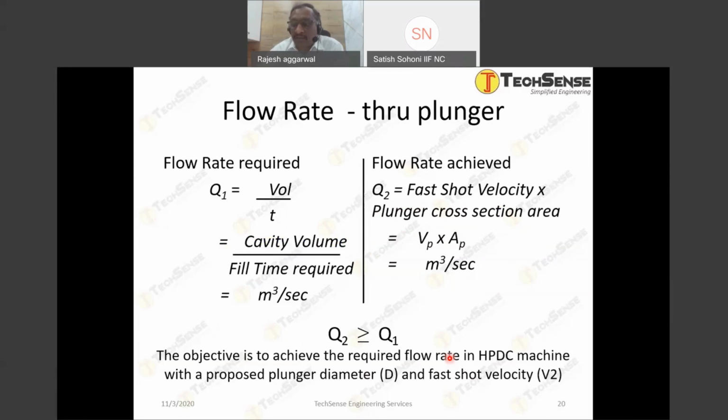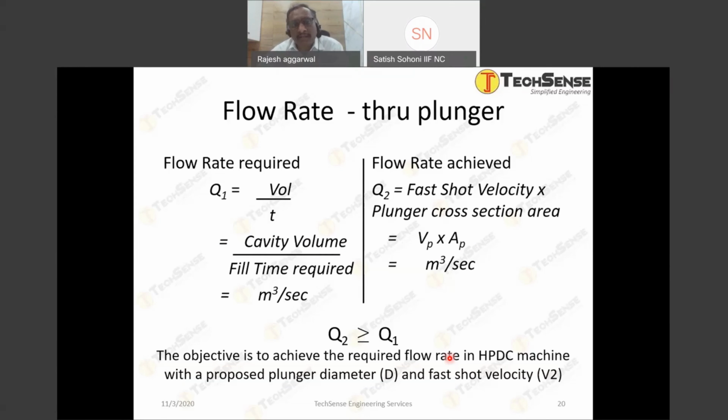we have to convert this equation into the flow rate equation, right? And what is basically flow rate? Flow rate is the volume filled, or the volume traveled, or the volume supplied per unit of time. So we can say Q1 is the cavity volume divided by the cavity fill time. That is the flow rate required. The cavity volume we talk about is the volume after the gate, and the fill time requirement is coming from the casting thickness.